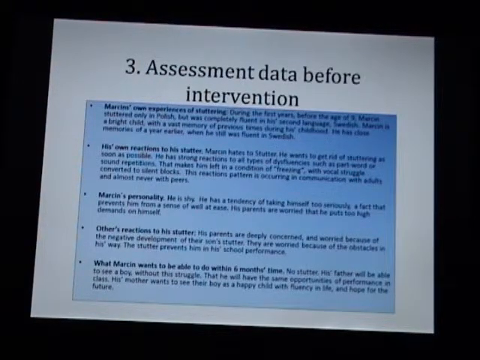His own reactions to his stutter. Martin hates to stutter. He wants to get rid of stuttering as soon as possible. He has strong reactions to all types of disfluencies, such as part-word or sound repetitions. That leaves him in a condition of freezing, with vocal struggle converted to silent blocks. This reaction pattern occurs in communication with adults and almost never with peers.